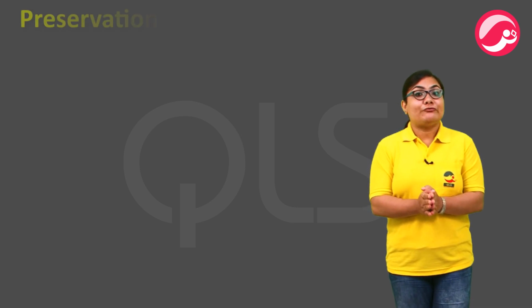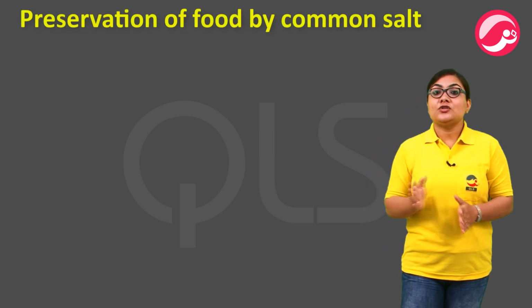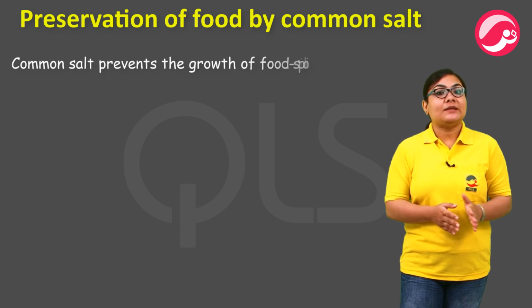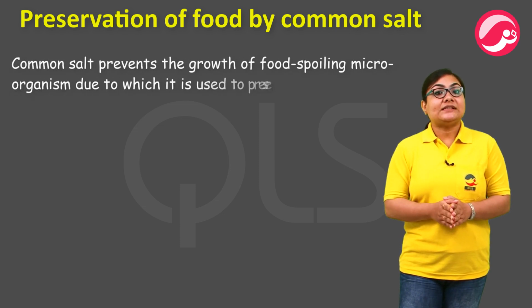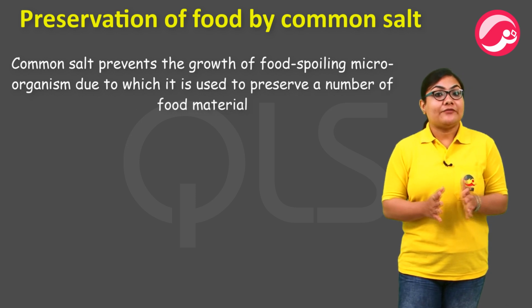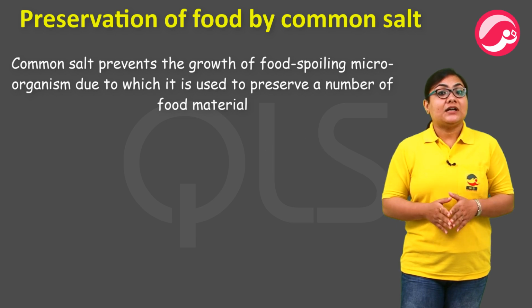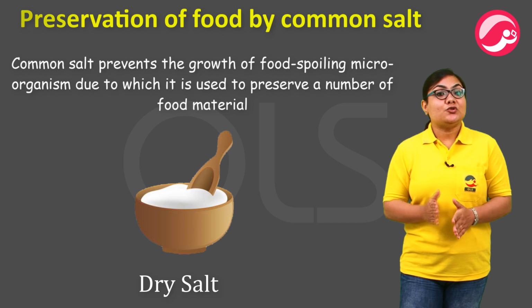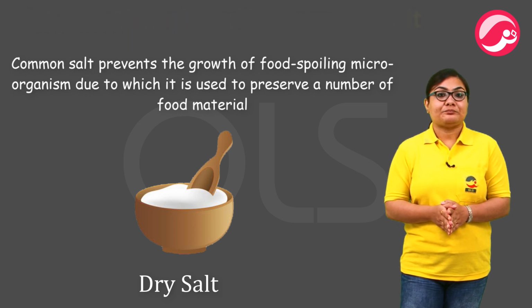Fifth is preservation of food by common salt. Common salt, जो नमक हम घर में use करते हैं. Common salt prevents the growth of food spoiling microorganisms, due to which it is used to preserve a number of food materials. It is used to preserve meat and fish. They are covered with dry salt to prevent the growth of bacteria. Such meat and fish do not get spoiled easily.